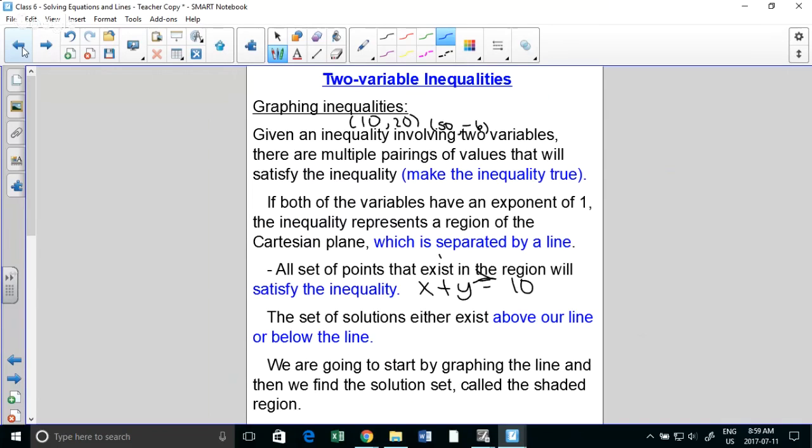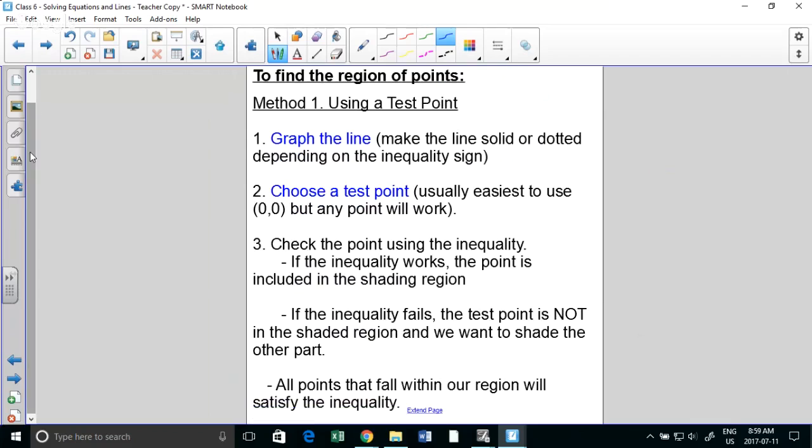So like I said, we're going to be doing two different things. Potentially, we're going to be creating the region ourselves, or given the region, we're going to create the inequality. So I'll give you a second just to write down these two quick things.